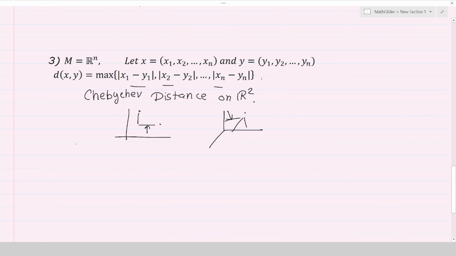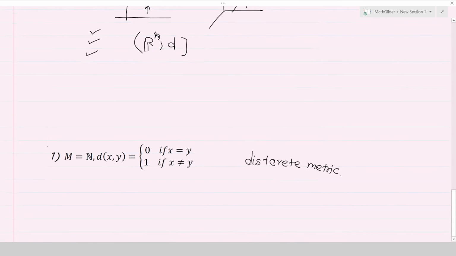So here also you can see it will satisfy the properties: positive definiteness, symmetry, as well as triangle inequality. You can check it easily. So this Rn with this max metric is also a metric space.